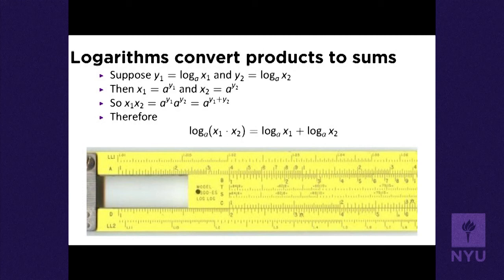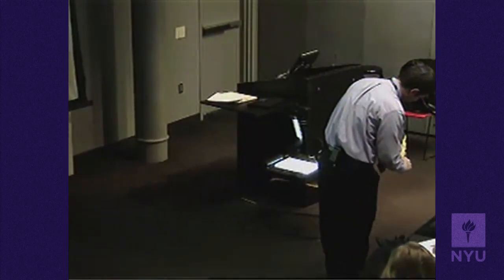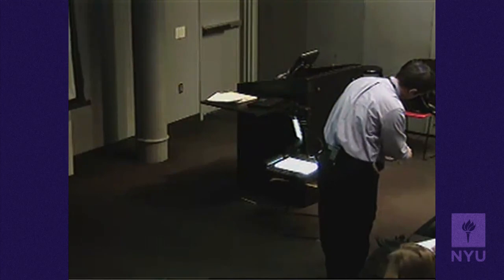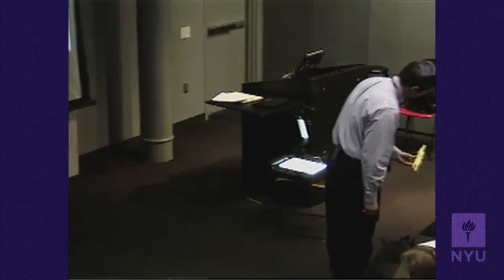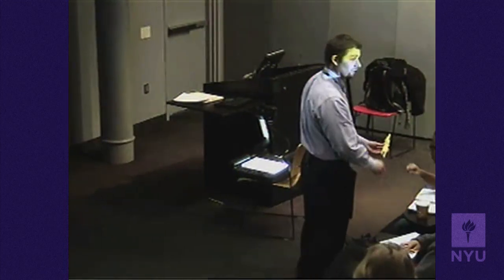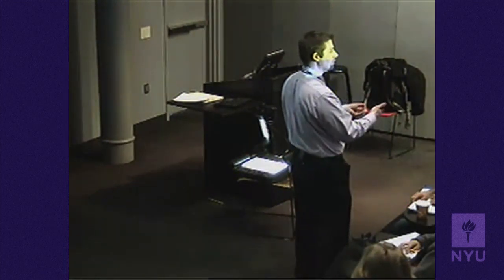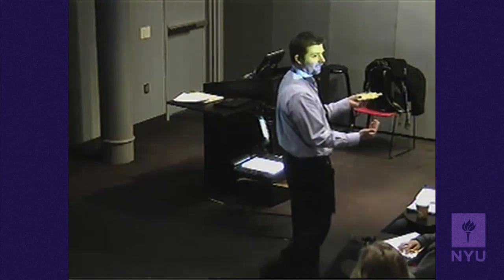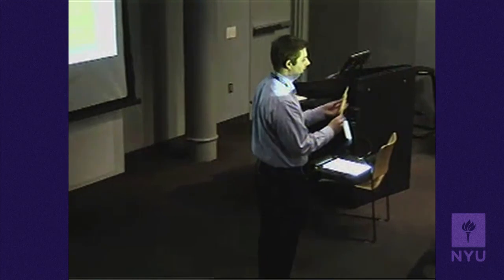Okay, so Marco, this is the D scale. What number is on the D scale just below 3 on the C scale? That should be a 6, right? The log of 2 plus the log of 3 would be the log of 2 times 3, and that's the log of 6. Okay? So we have used the slide rule to multiply 2 times 3.